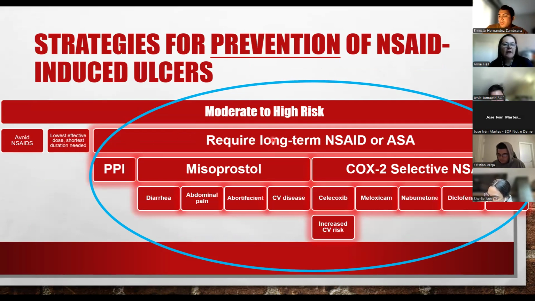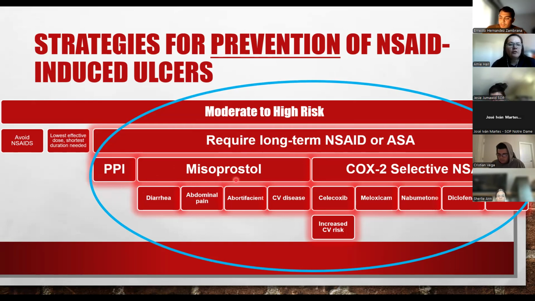NSAIDs? So looking at the patients who require long-term NSAID or aspirin use, we want to consider adding a PPI on. A PPI can help increase the pH of the stomach to help repair any injury in the lining that is happening and also prevent any injury from happening.